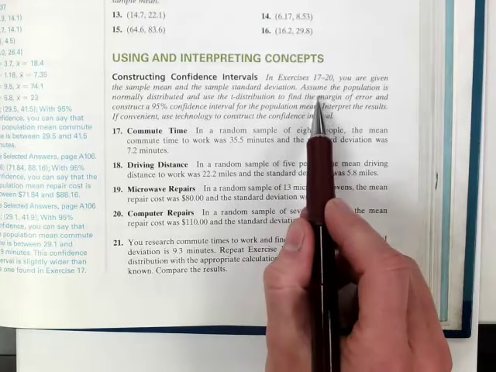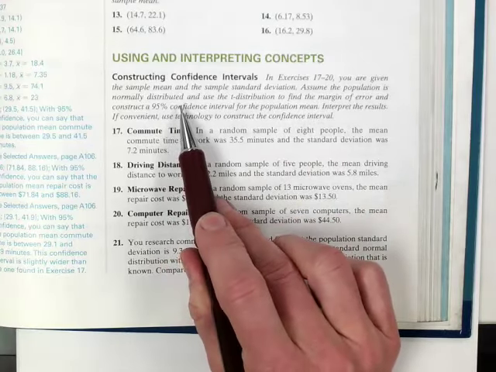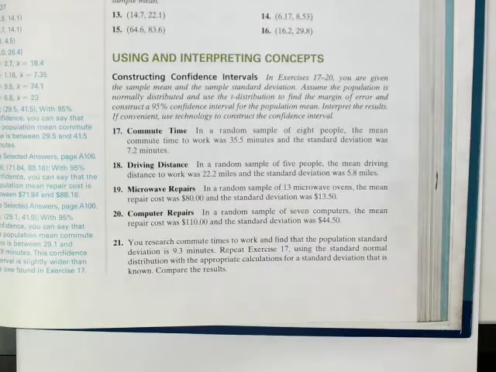Okay, so the instructions say to assume the population is normally distributed. This doesn't mean we're using the z-distribution to find the critical value. It just means that the assumption of normality has been met for us to use the t-distribution.